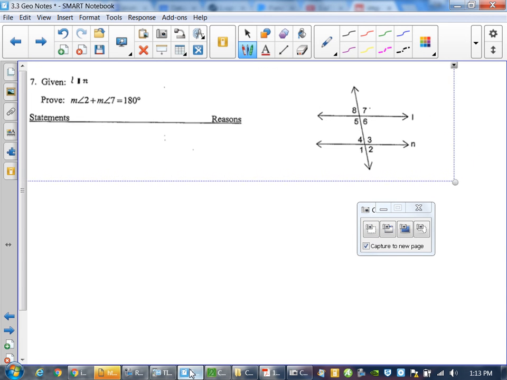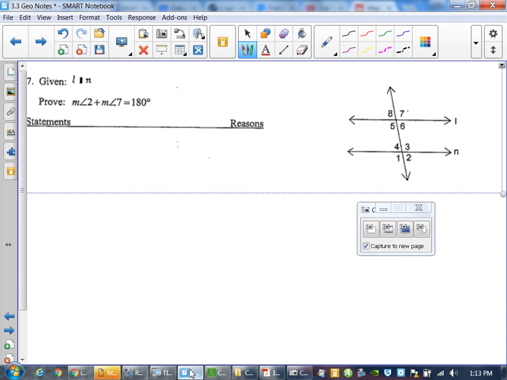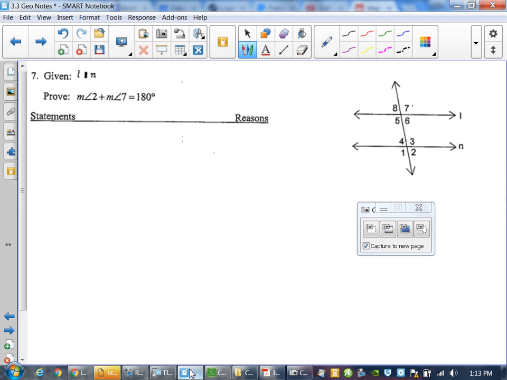I went to go do this one earlier today, and I made it way too difficult on myself. I wound up setting this one up to about 9 steps. You can actually do it in less than 5. So, it just depends on how you see it. L is parallel to N. And you just mark it.